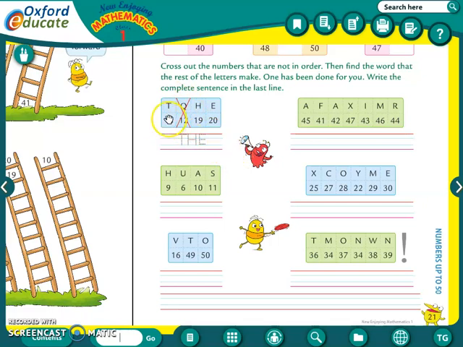Now see, 18, 12, 19 and 10. What comes after 18? 12 doesn't come after 18, so we have to cut that number. After 18 what comes? 19. Then 20. So this is the order. So what word is being formed? T-H-E. The. So like that, in this whole exercise we have to do like this.